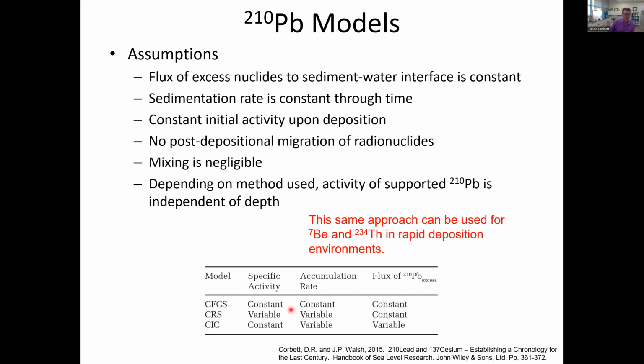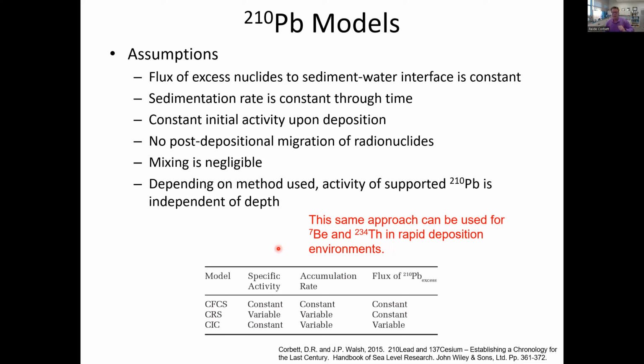So specific activity, whether it's constant or variable, the accumulation rate through time, is it constant or variable? That flux of lead-210 in the environment, is it constant or variable, right? So ultimately, that's what this is summarizing, and up above in this one table.